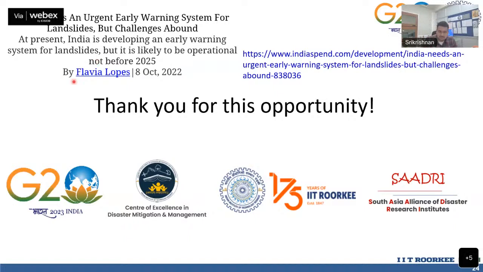But this article also tells that it is not possible for the landslide early warning system to be operational before 2025, but still 2 years is a short time, and we'll be very happy if this experimental landslide early warning system becomes operational soon.